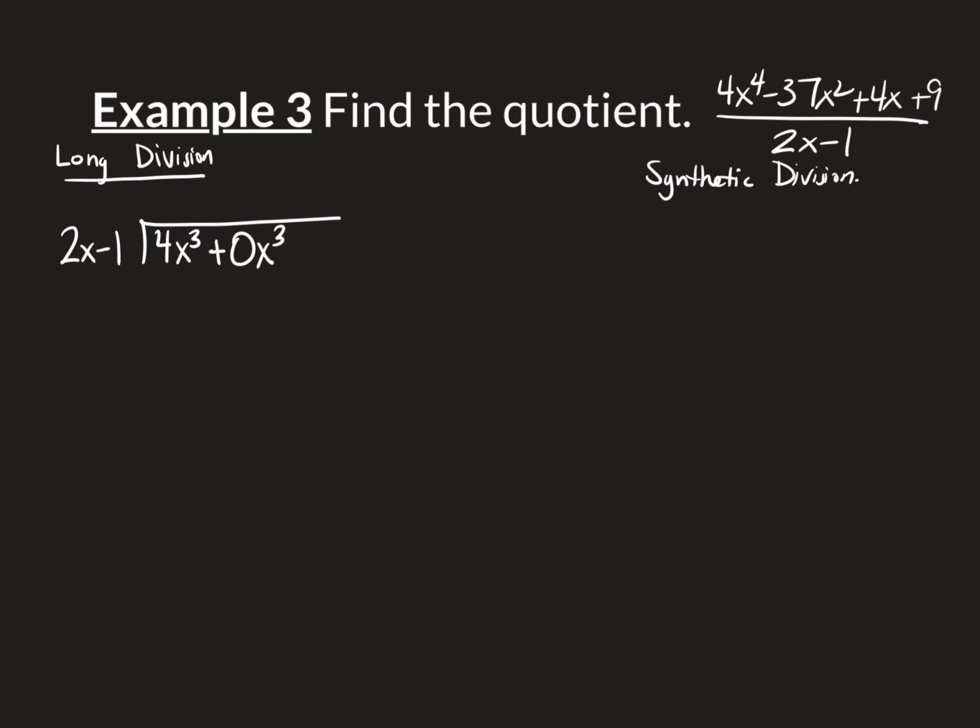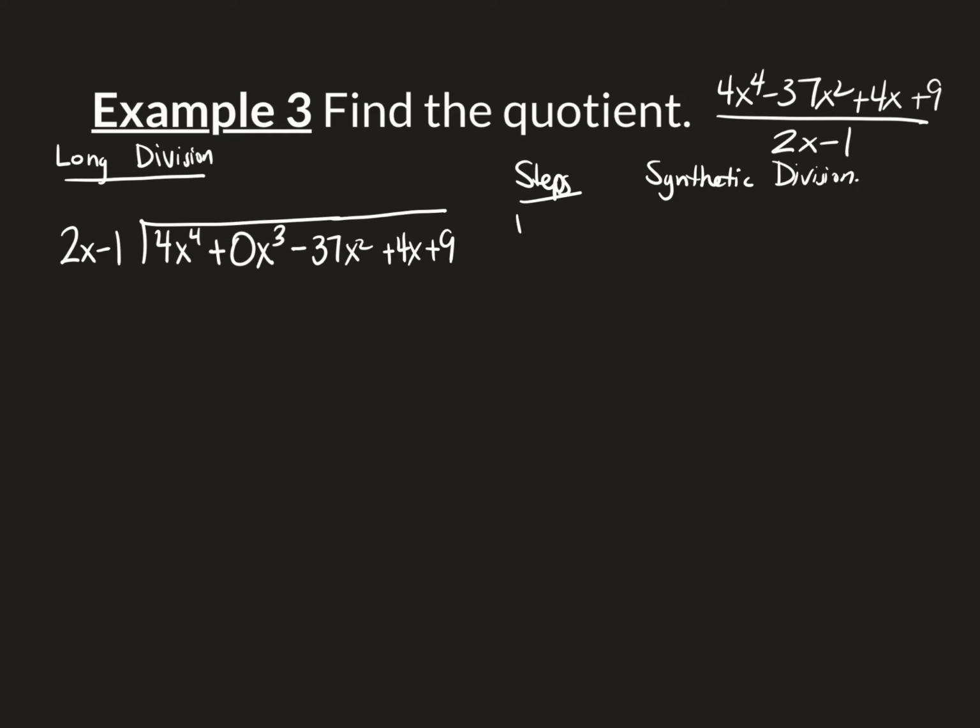And I caught my mistake. I actually had got a pretty good distance on this problem and then saw that I put to the third power here and not to the fourth power. But thankfully I caught it and I can carry on now. So 4x to the fourth plus 0x to the third minus 37x to the second plus 4x plus 9. And now I'm going to do my steps.